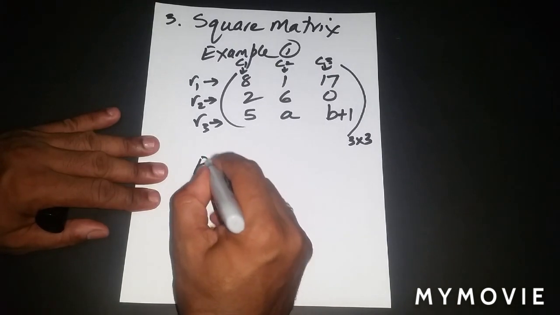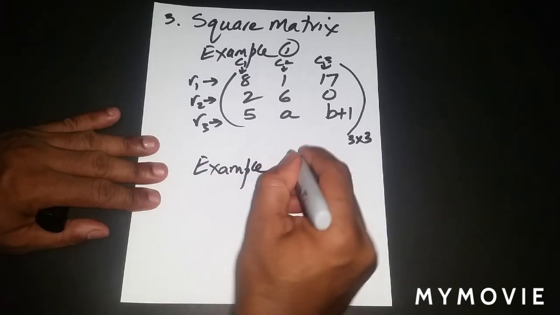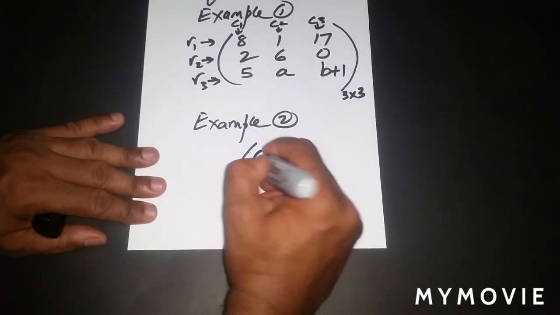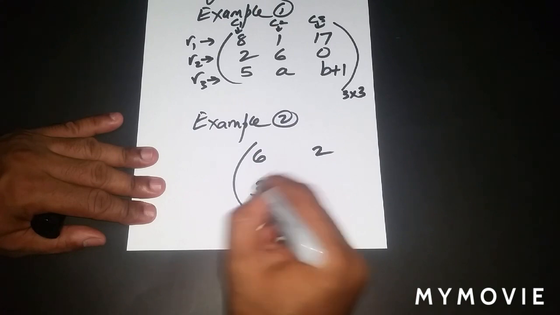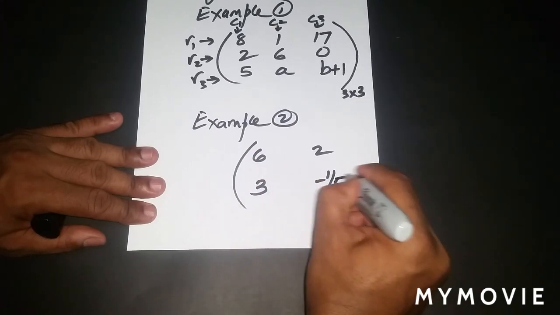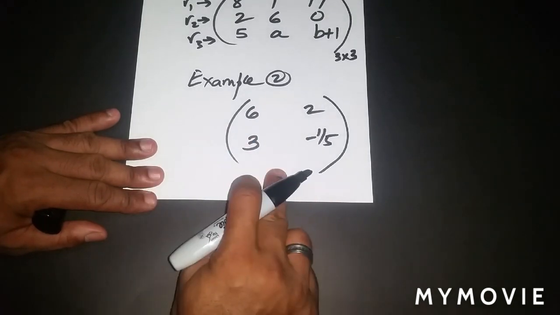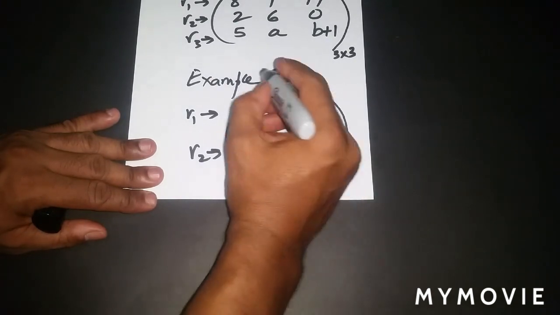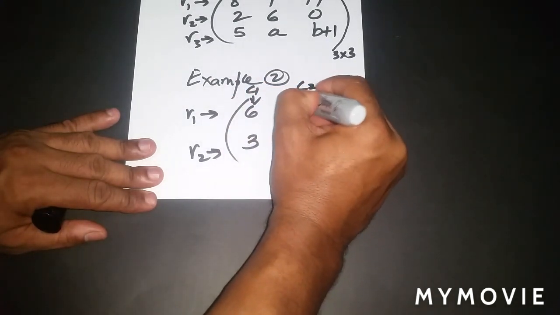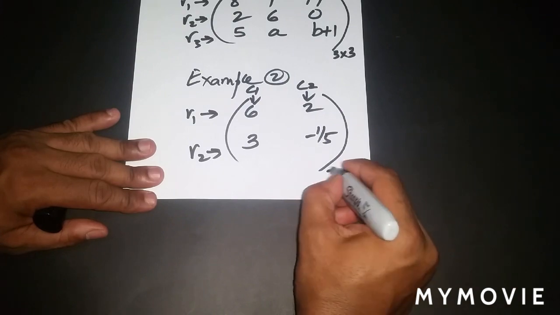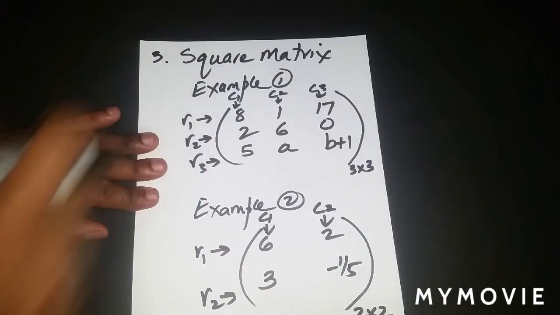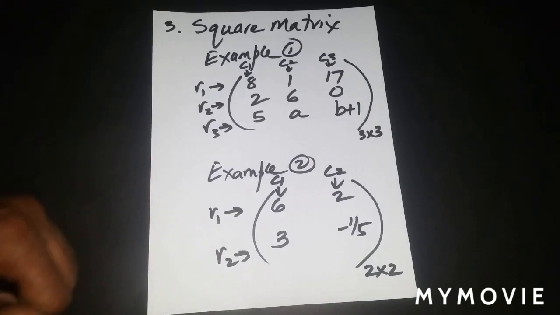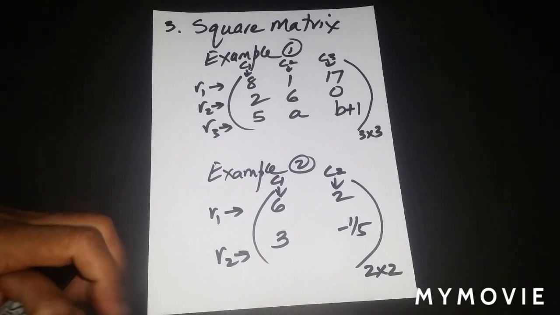Second example. Alright, so let's take a look at this one. There we go. So you can clearly see here that we have 2 rows and 2 columns. So this classifies as a square matrix as well. So once the number of rows equals the number of columns, then it would classify as a square matrix.